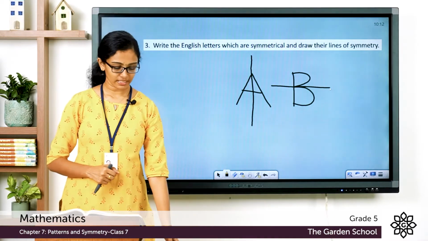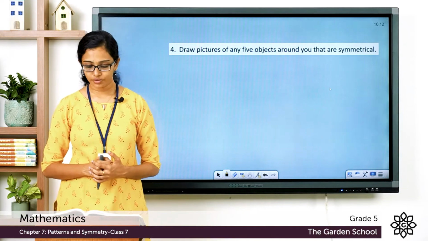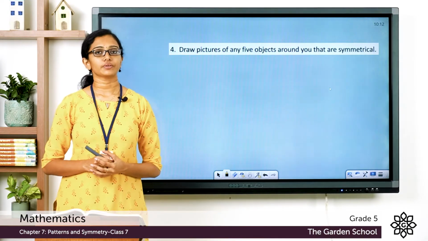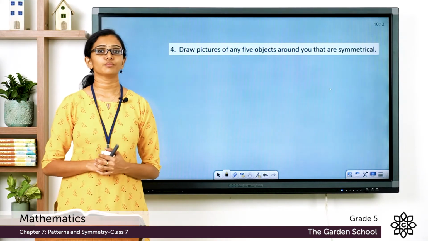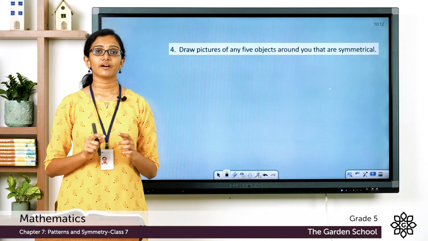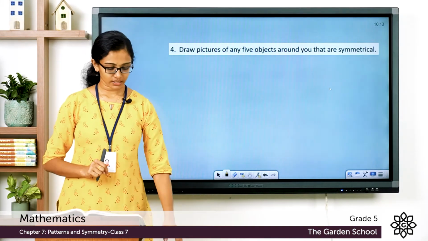Let's move on to the next question. Question number 4. Draw pictures of any 5 objects around you that are symmetrical. You look around and identify 5 objects that are symmetrical and you have to draw the picture of these images in your notebook. Let's see the next question.